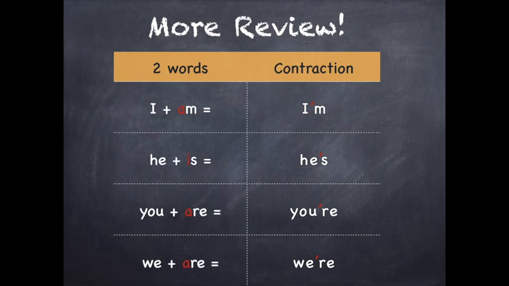Nice. I plus am is I'm. He plus is is he's. You plus are is you're. And we plus are is we're. Remember that it's spelled incorrectly if I don't have those apostrophes.